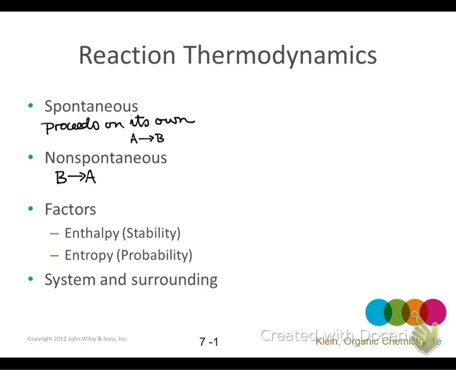Because A goes to B is spontaneous, B goes to A has to be non-spontaneous. Because if it's spontaneous going from A to B, it won't happen on its own going from B to A. And reality is non-spontaneous reactions are spontaneous in the reverse direction. When we say something's not spontaneous, it's just not spontaneous the way we wrote it. Most of the time, we can write it as a spontaneous reaction somehow.